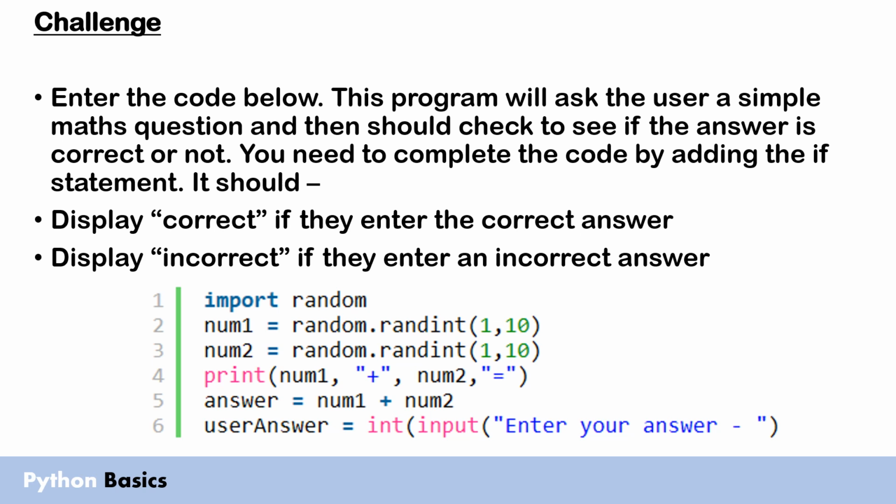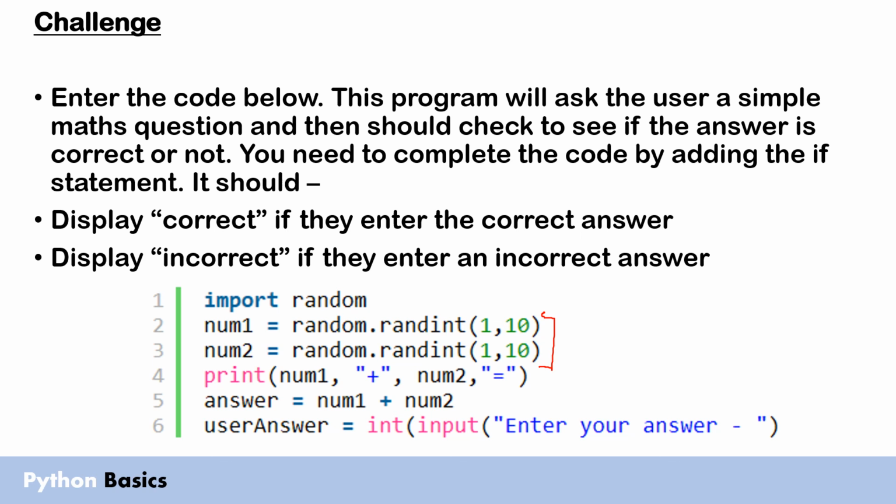Enter the code below. I will include a link in my description on YouTube to a web page where you can actually get this code, so you don't have to type it out for yourself. And what the code should do is it's going to essentially pick two random numbers, which is what this code's doing here. I haven't talked about random and random int yet, but hopefully you can work out what that's doing.